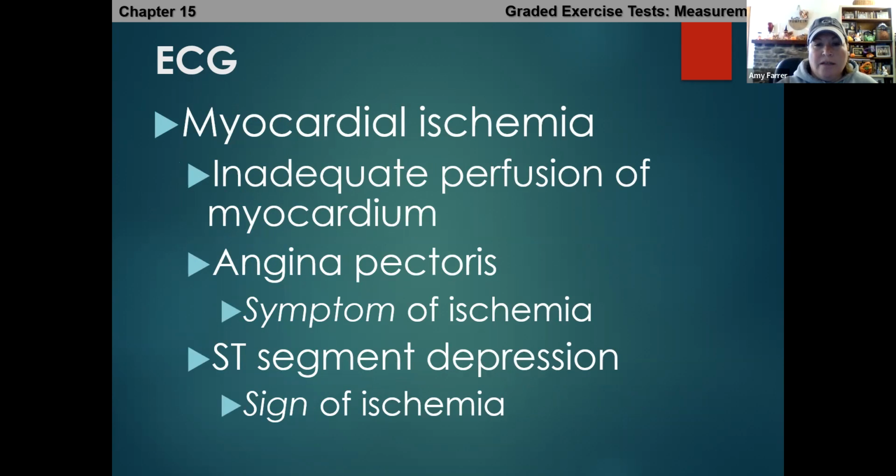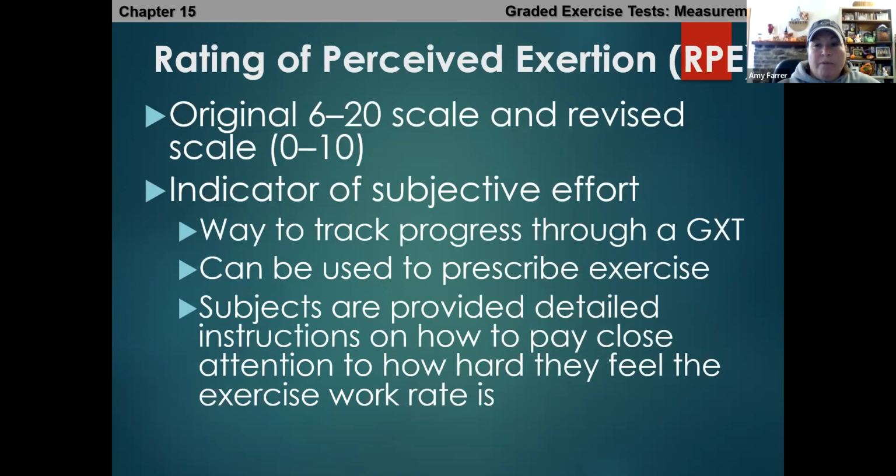We're going to talk a little bit about ischemia and different things that can show up later in the course. But you can have a symptom of ischemia, which is chest pain, that angina, or you can see a sign of ischemia, which will be that ST segment depression on the ECG. So just keep in mind, both of them will be there.